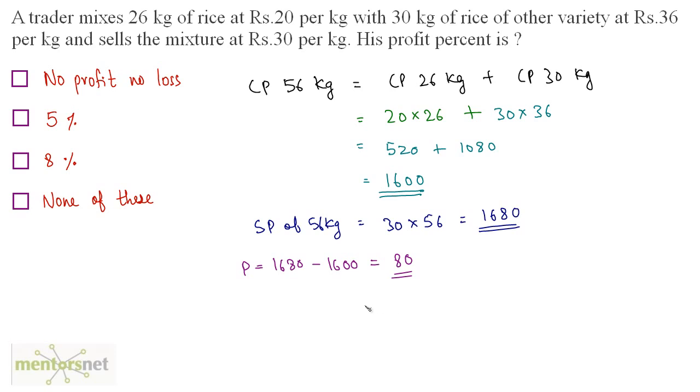So profit percentage is equal to the profit, which is 80 divided by the cost price, which is 1600. So 80 by 1600 times 100. So these two zeros get cancelled out. We have 80 by 16. So 8 times 10 is 80. 8 times 2 is 16. So we have 10 by 2. That is equal to 5. So 5% is the profit. Option B is the correct answer.